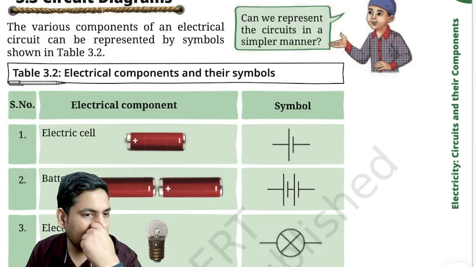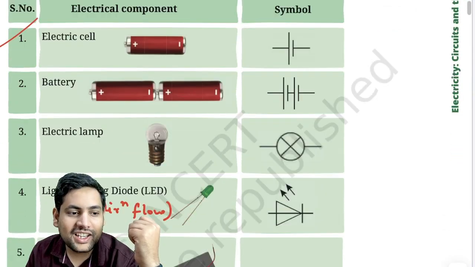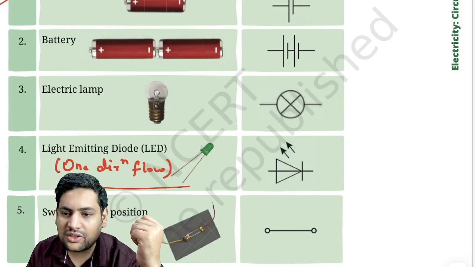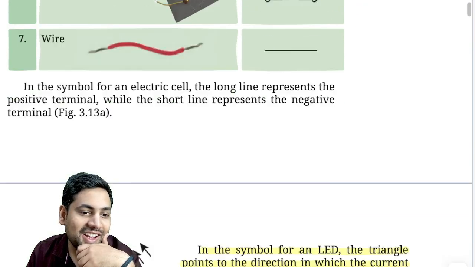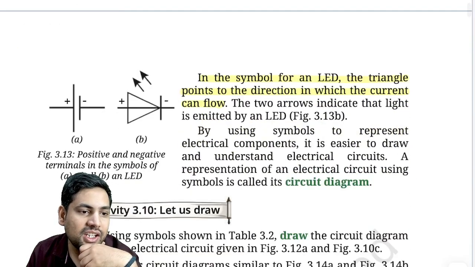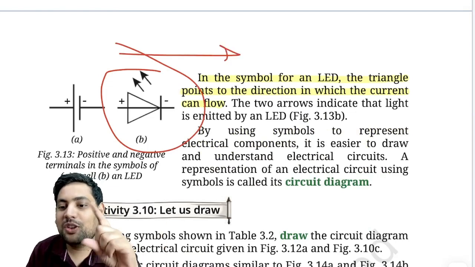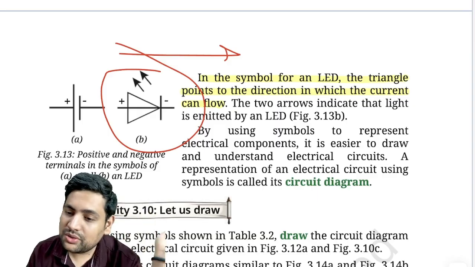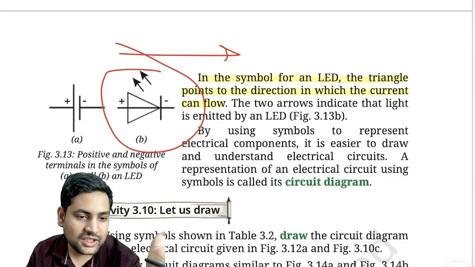Then there are circuit diagrams. The electrical cell is drawn like this, then the battery, then the lamp. Not very important to us. The light emitting diode, because it has one directional flow, is drawn like a triangle, showing that it must flow like this. Then you have on, off, wire, all that. The symbol of an LED is a triangle, positive to negative, because the flow direction is shown very clearly for diodes. These diodes and LEDs are now used everywhere. We'll read about them even more in higher classes.